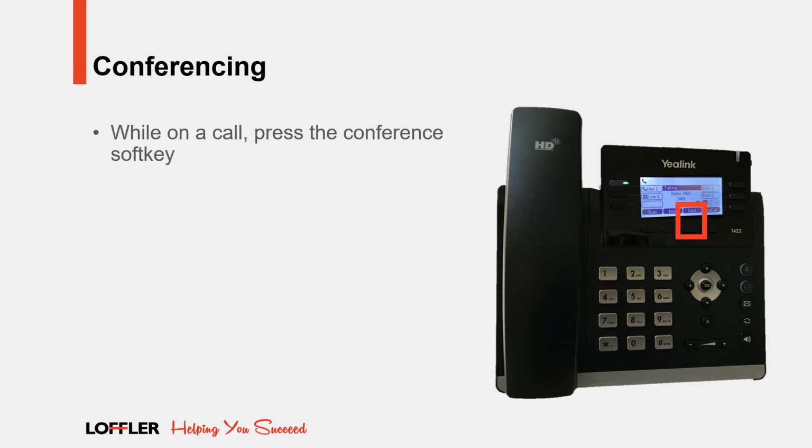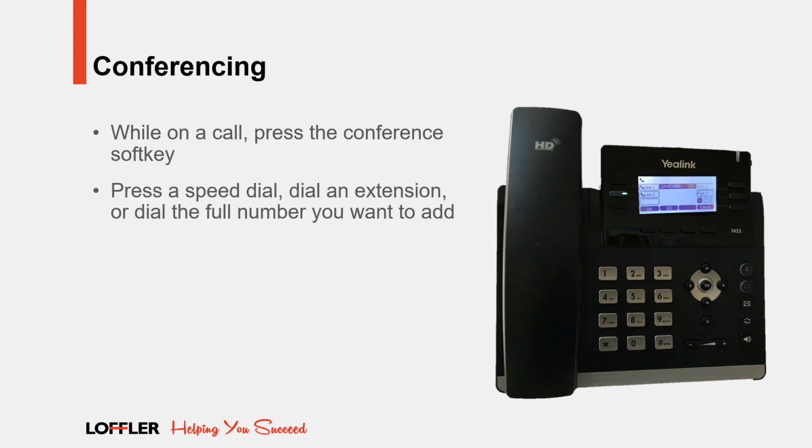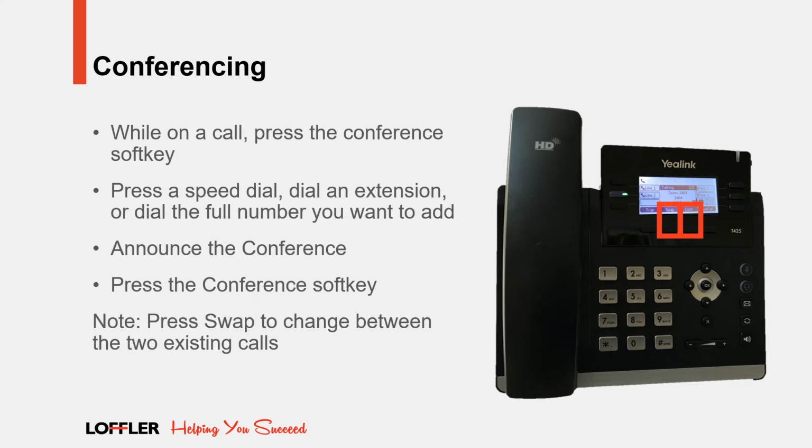To create a conference call while on a call, press the conference soft key. Press a speed dial, dial an extension, or dial the full 10-digit number you would like to add. Announce the conference to the third party and press the conference soft key to join the calls. Please note, if you press swap, you can go in between the two existing calls.